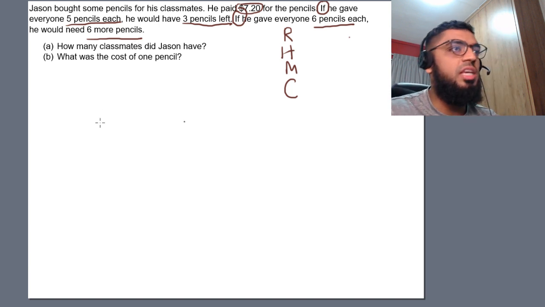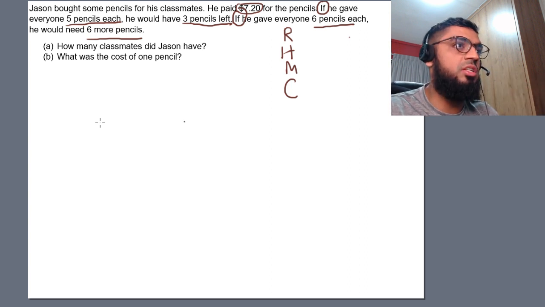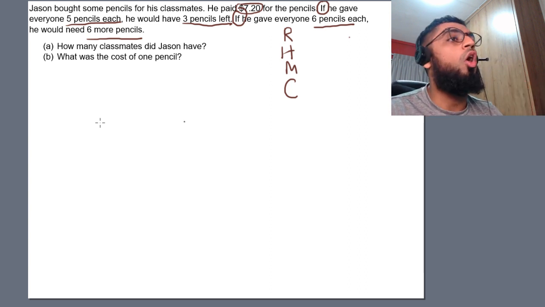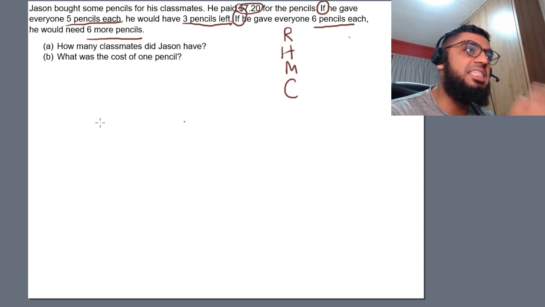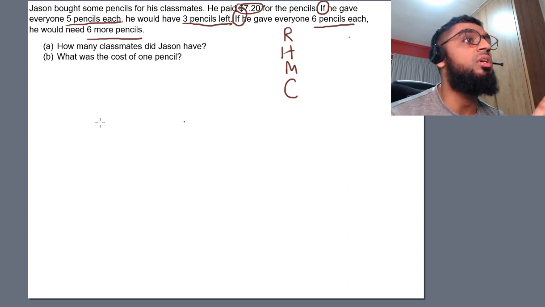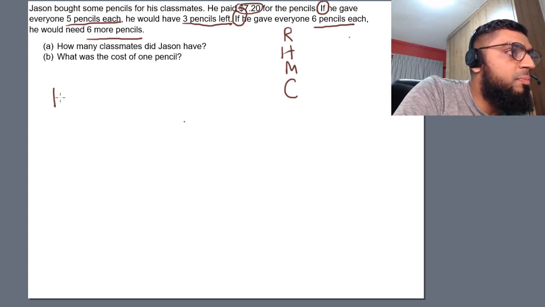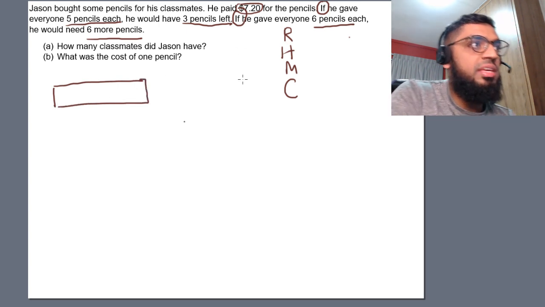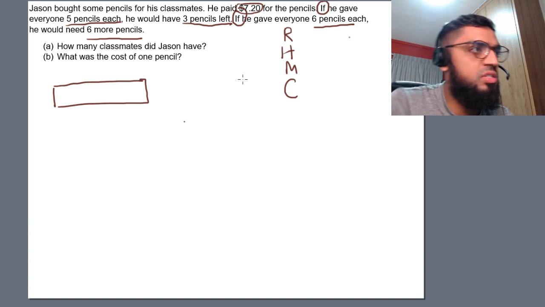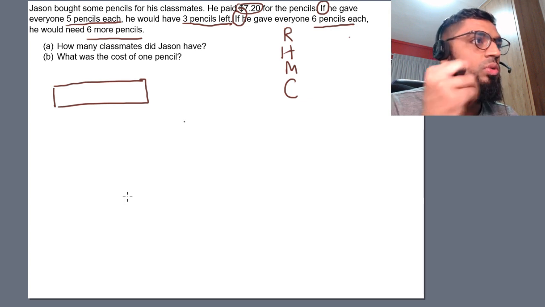So when we see double ifs, immediately trigger yourselves that this is a double ifs type question, what is known as a gaps and difference question, or sometimes called an excess and shortage question. When you see double ifs, immediately draw for yourselves two models. The first model is for the case where he gave 5 pencils to each of his friends, and the second model is for the case where he gave 6 pencils to each of his friends.